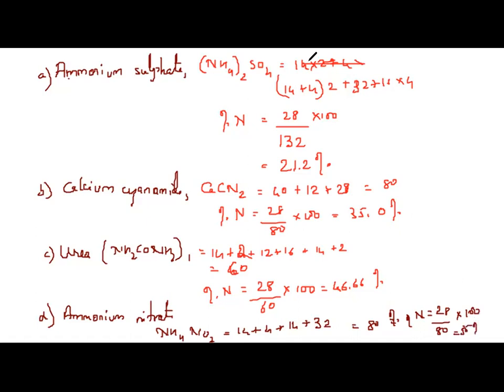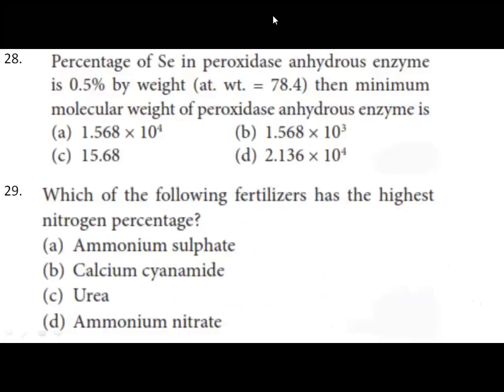So if you see, the percentage of nitrogen in ammonium sulfate is 21.2, calcium cyanamide 35, similarly here also it is 35, and here it is 46.66. So in which case is the nitrogen percentage more? Nitrogen percentage is more in case of urea.